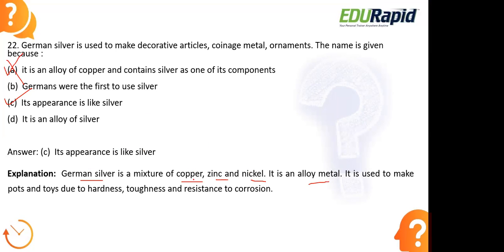German silver is a mixture of copper, zinc, and nickel, which is used to make pots and toys due to its hardness, toughness, as well as resistance to corrosion. When we mix copper, zinc, and nickel together, the property we finally get in German silver is that it is hard and tough, and it will not corrode easily. That is the reason it is used in making pots, toys, and various decorative articles. Moving to the next question.